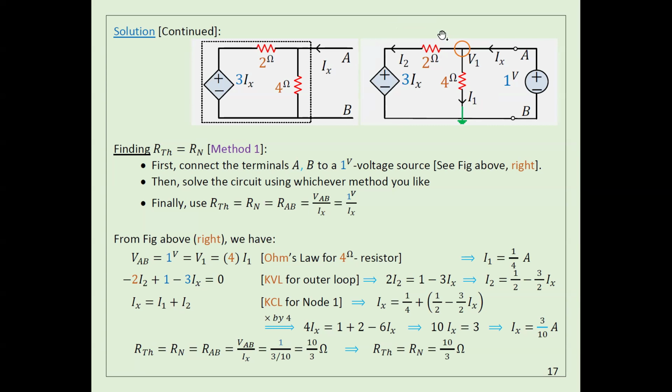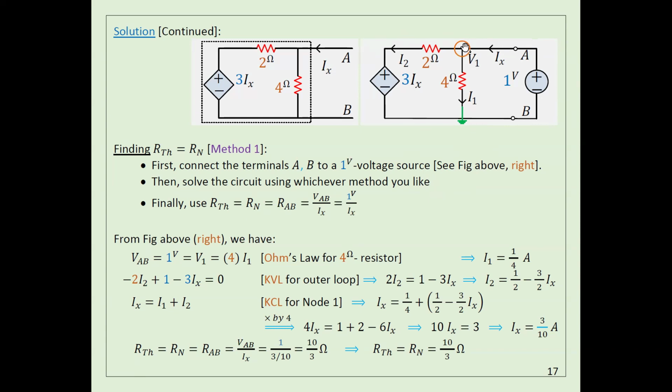So now what is the value of I2 here? I2 is actually 1 minus 3Ix, divided by 2. Make sense? So now I got I2 and I got I1. I can add them together and they equal Ix. You have only one unknown, which is Ix. Should I say it again? It's the same thing as what I did here. The voltage here is 0, and the voltage here is 1, right?